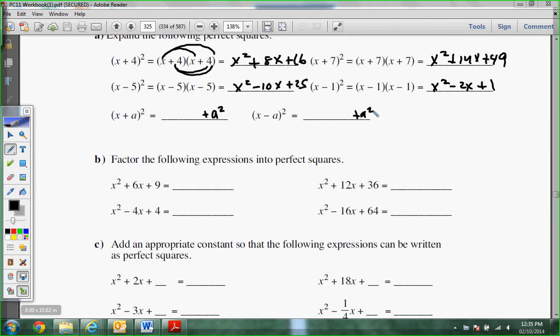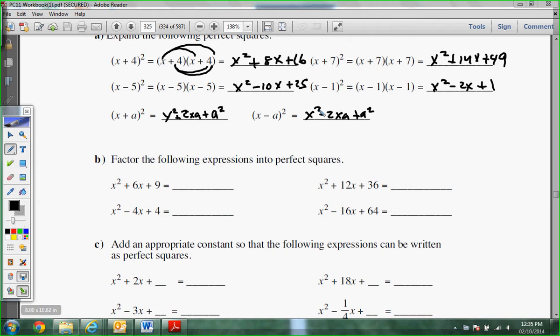Now for the middle, what's the pattern for the middle? Good, yeah. So it's 2 times 4 times x. 2 times 4 is 8, and x will be x. 2 times 7 times x, 14x. 2 times negative 1, negative 2x. So yes, it's 2 times x times a, or 2ax, however you want to write it. And this is the only thing different on this one, it's minus 2xa. And then the front, that's the easy one. That's always just going to be x squared.